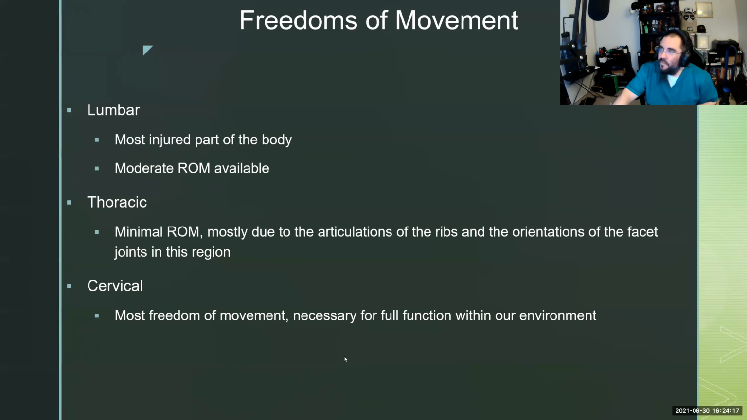So freedoms of movement, meaning which areas of the spine have the most movement. The lumbar region of our spine is our most injured area of our body, but it only has a moderate amount of movement. Why would you think it's the most injured part of our body?